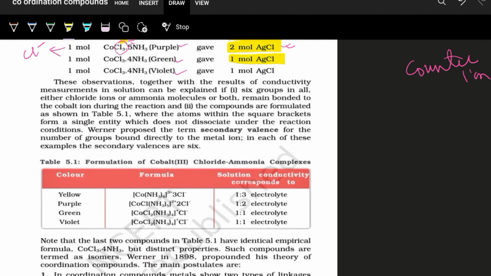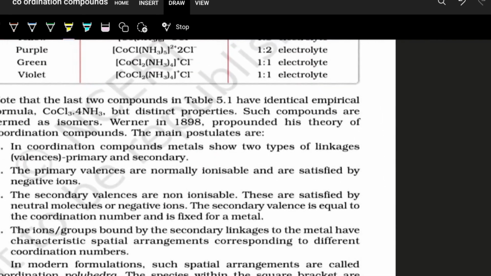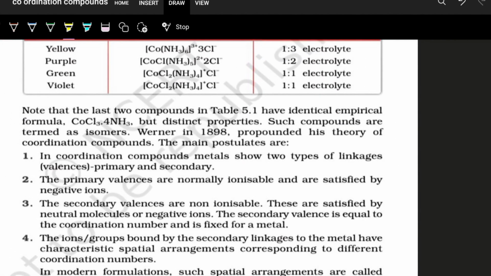The secondary valency goes for the groups or atoms directly bonded to the metal ion using a coordinate bond. So in coordination compounds, these are the main postulates as given by Alfred Werner in 1898. In coordination compounds, metals show 2 types of linkages. Just now we have seen that these linkages can be known as 2 types of valences, primary and secondary.